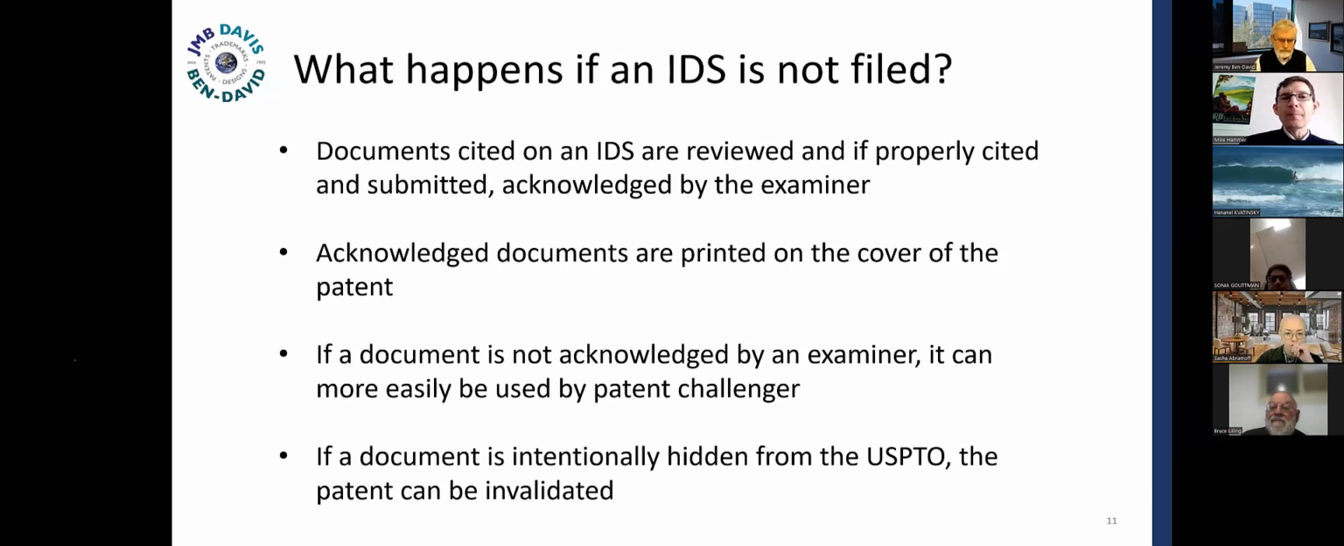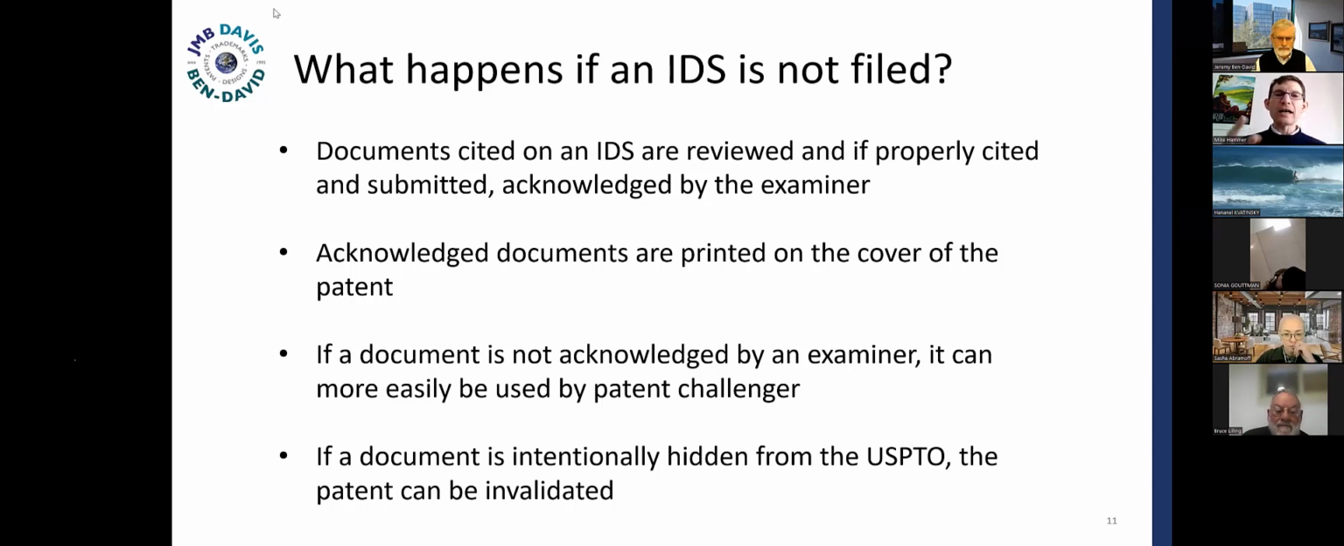Okay, so the question at the top is, what happens if an IDS is not filed? But let's start with, well, what happens when we do file the IDS? The documents cited in the IDS are reviewed and, if properly cited and submitted, the examiner is going to acknowledge that they exist. Basically, it's the Patent Office's way of saying, yeah, we know about this, and either we're now going to incorporate what you've submitted into our rejection, or we're going to say, we know about this, but we don't think the patentability of your claim is affected by the documents you've submitted.